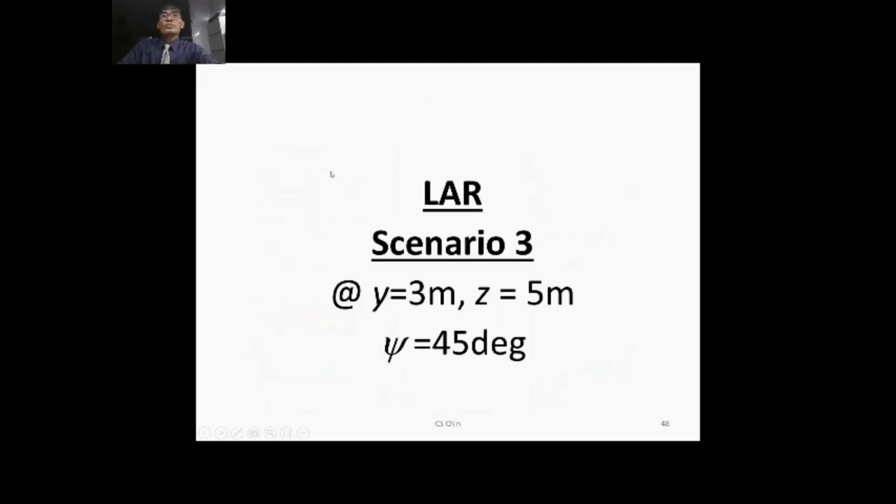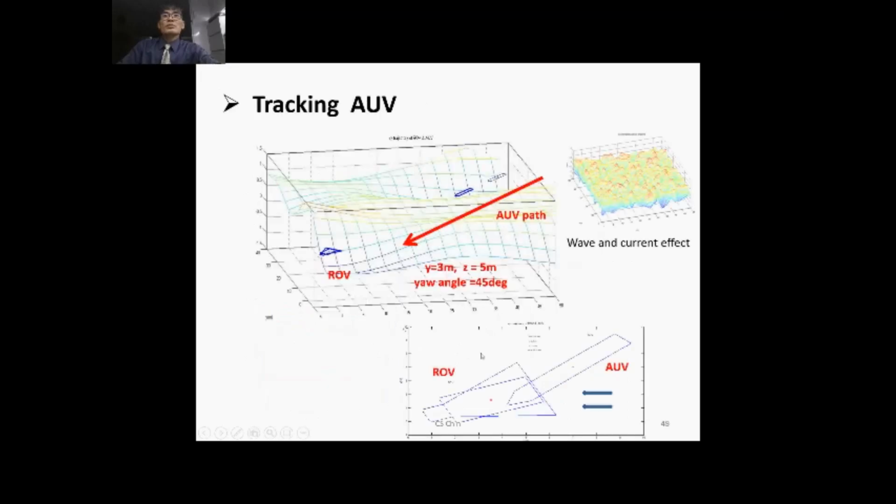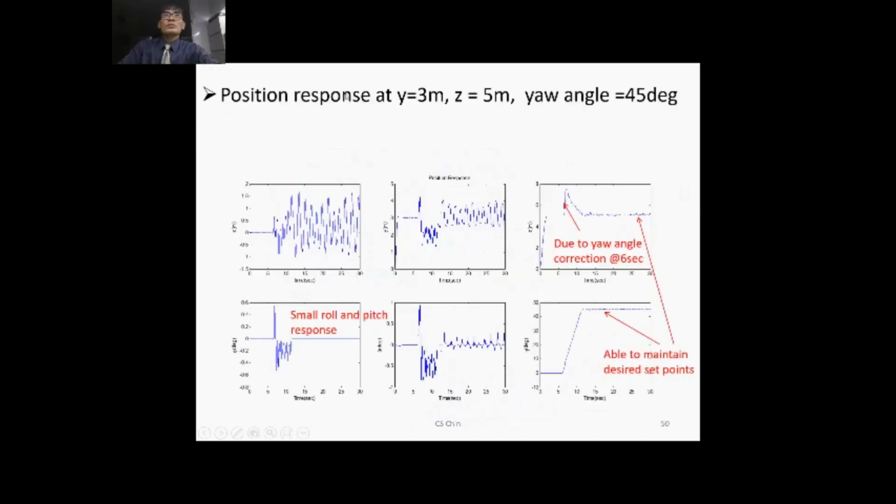Let's compare the two scenarios, first and second, with this third one. So you can see that y is 3 meters, z is 5 meters, and the heading angle is 45 degrees. So are we able to control that? We can see that there's a wave and current effect that we always use to simulate the ROV in real situations. So the ROV you can see here is able to dock the AUV at a distance away. So the position response at y equals 3 meters, z is 5 meters, and yaw angle is 45 degrees.